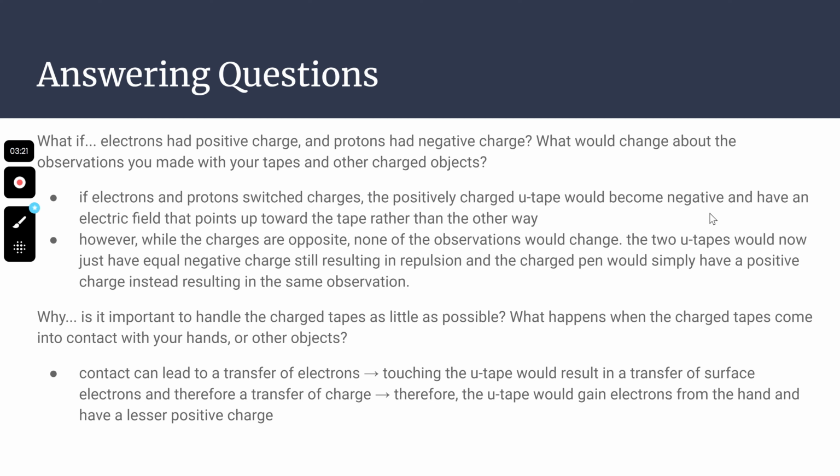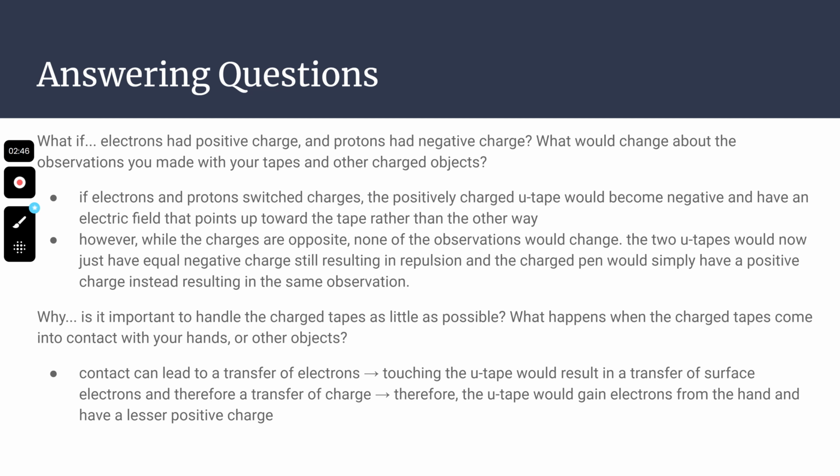Answering these last questions: what if electrons had a positive charge and protons had a negative charge? What would change about the observations you made with your tapes and other charged objects? Well, if electrons and protons switch charges, the positively charged U-tape would become negative and have an electric field that points up toward the tape rather than the other way. However, while the charges are opposite, none of the observations would change. The two U-tapes would now just have equal negative charges, still resulting in repulsion, and the charged pen would simply have a positive charge instead, resulting in the same observation as before.